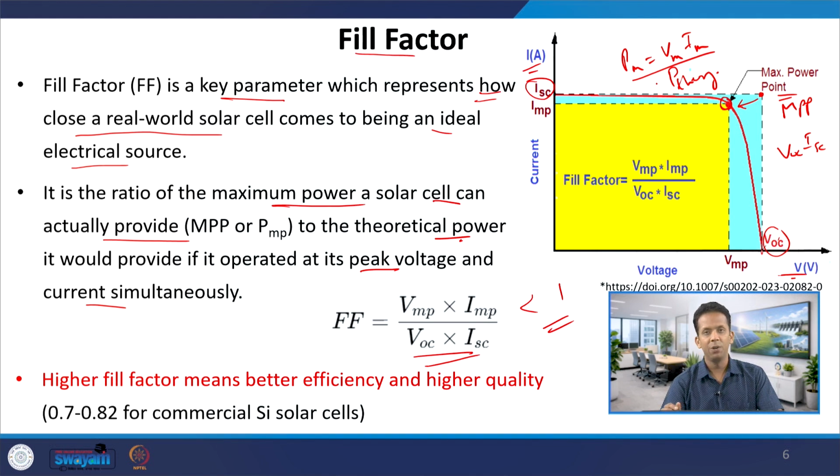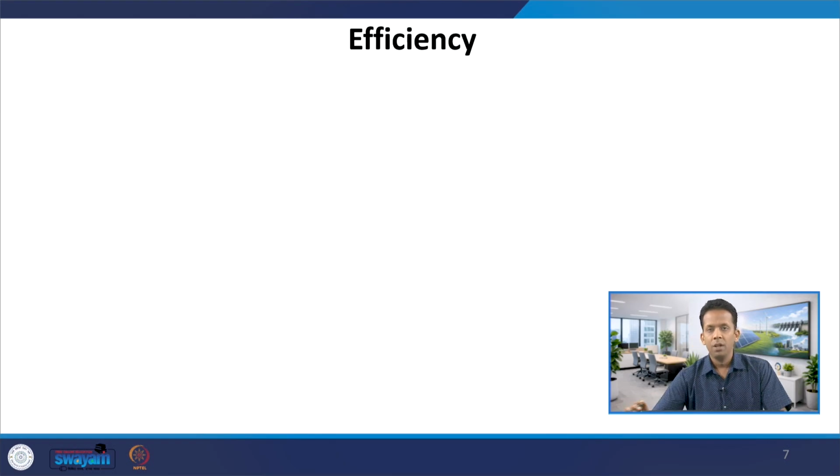So the fill factor value is always going to be less than 1. But a higher fill factor would mean better efficiency and higher quality of solar cell. Most of the commercial silicon based solar cells will have a fill factor in the range of 0.7 to 0.82. So after fill factor, let's look at efficiency.